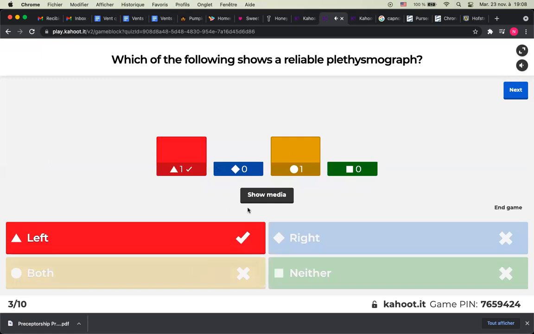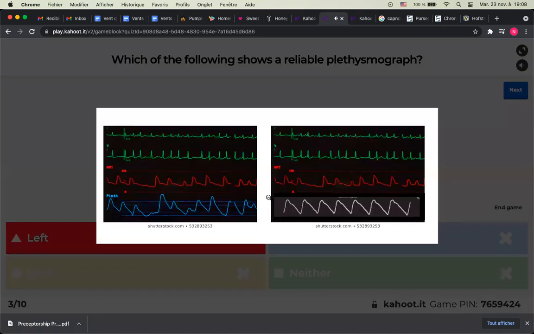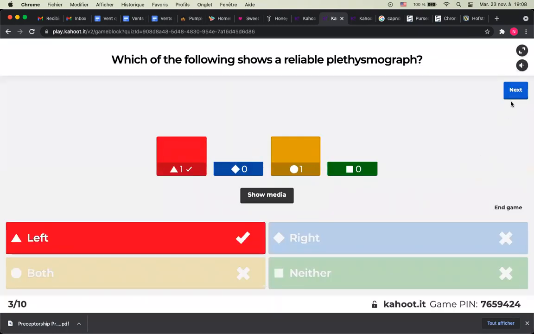Okay, yeah, so for this one, this is the reliable one on the left because even though it looks kind of funky, if you track it with the heart rate, it's actually lining up with your pulse. This one would be unreliable because even though it looks pretty, it's actually not correlating to the patient's actual heart rate at all. Does that make sense?